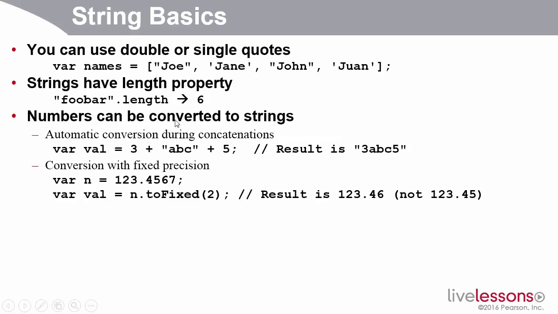When you have a number, you can convert it to a string. If you use the plus operator, and one of the values is a string, it no longer means addition, it means string concatenation. And so here it won't try to compute some sort of numeric value for ABC. It'll just glom the 3, the ABC, and the 5 together and give you 3ABC5. And you can convert to things with a fixed precision. So if I have a number like this and I want it of a fixed number of decimal places, I can use toFixed(2).